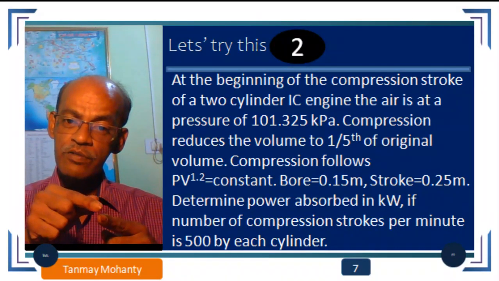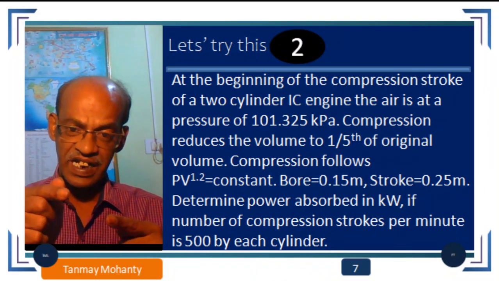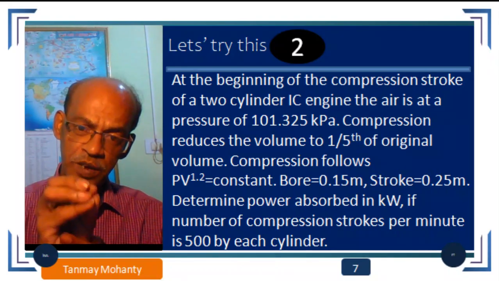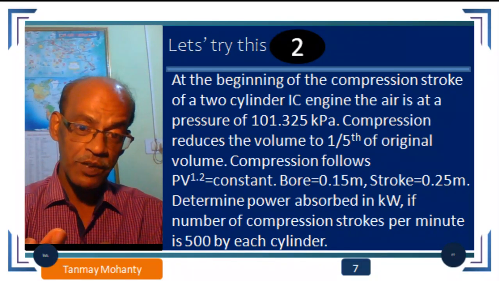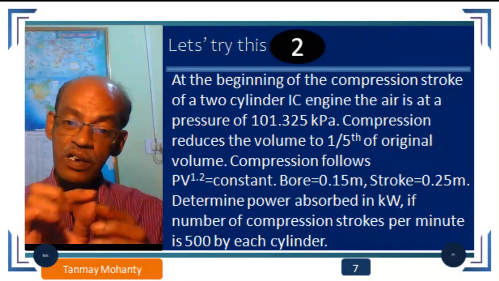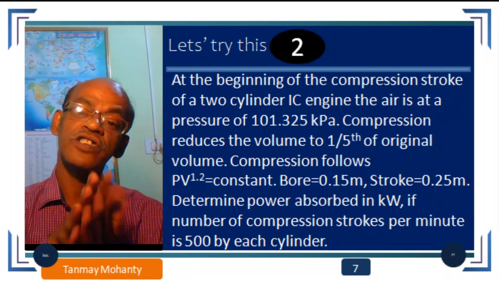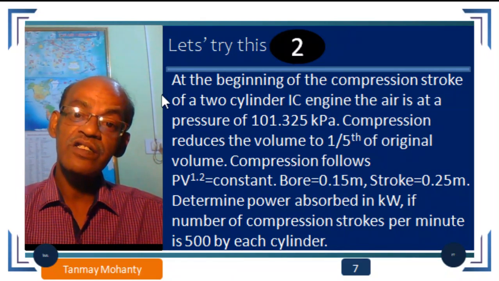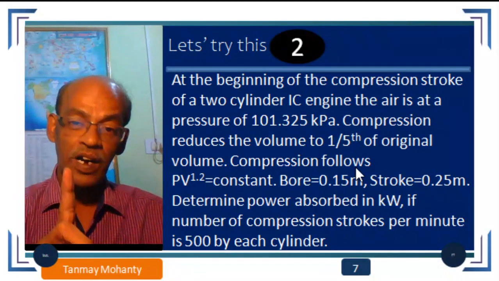If I want to calculate power in kilowatt, I will have to convert it to seconds. So what shall I do? We shall find WB, the work done in a single compression, multiply by 500, the number of compressions, and divide by 60, because I want to find work done per second. Are you getting it? And please do not forget that this is a 2-cylinder engine. What we calculate for WB is for 1 cylinder.